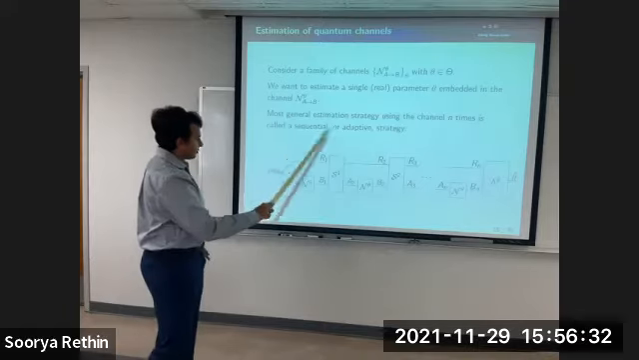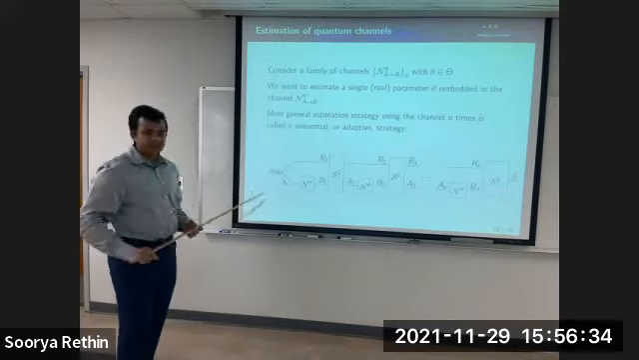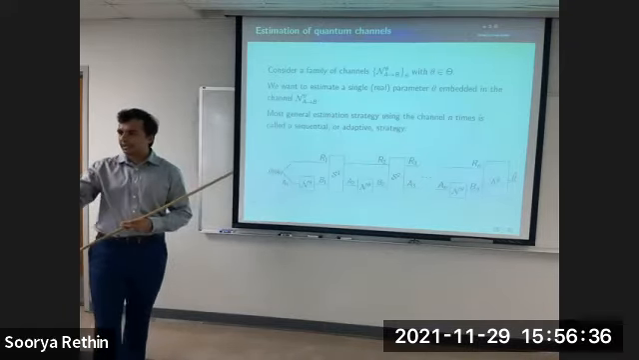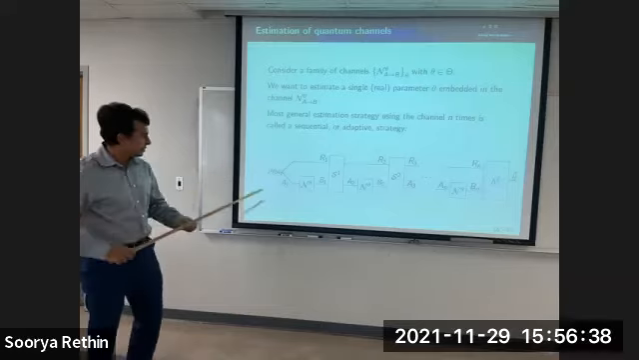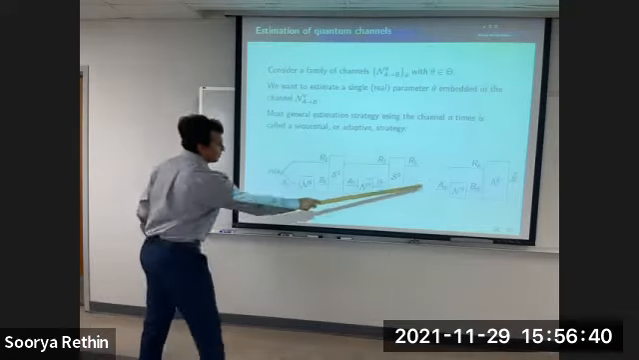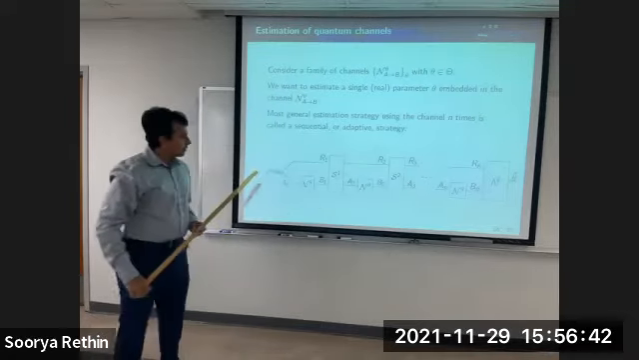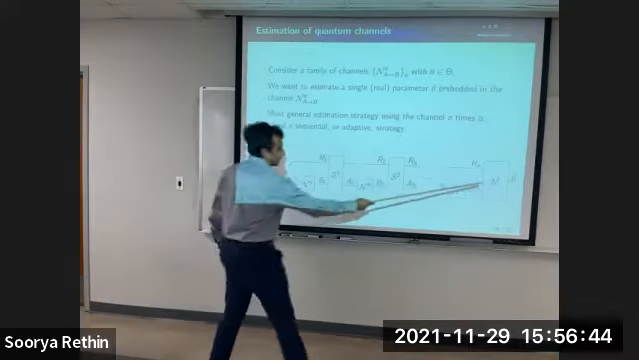This schematic describes the most general way you can process a channel if you're allowed to use it n times. So there are going to be n boxes of n data, and the goal is to finally get a theta hat.